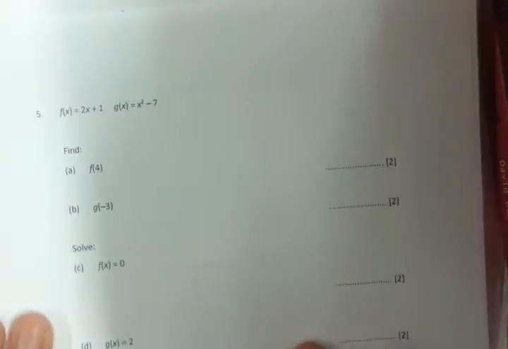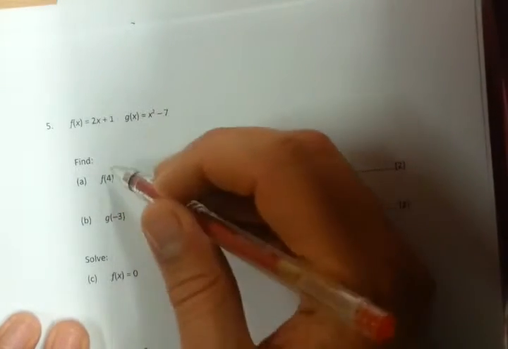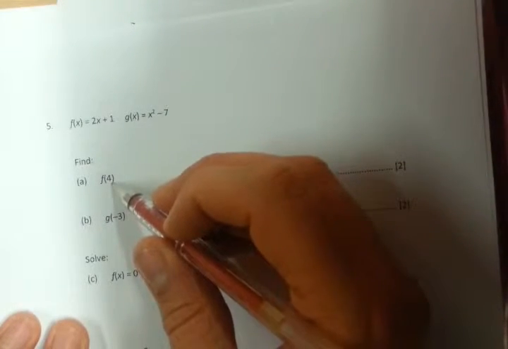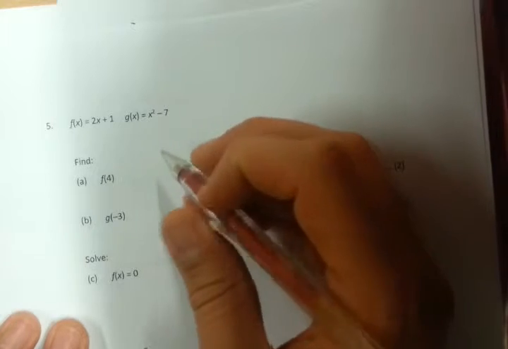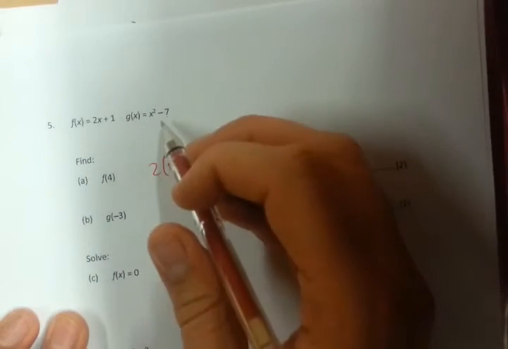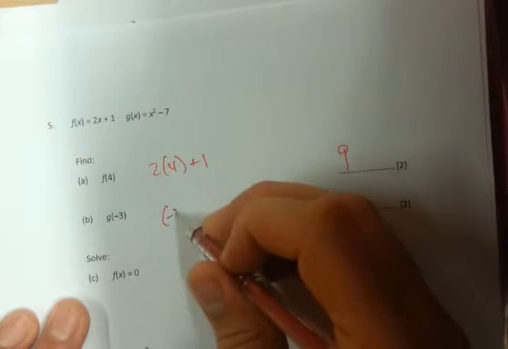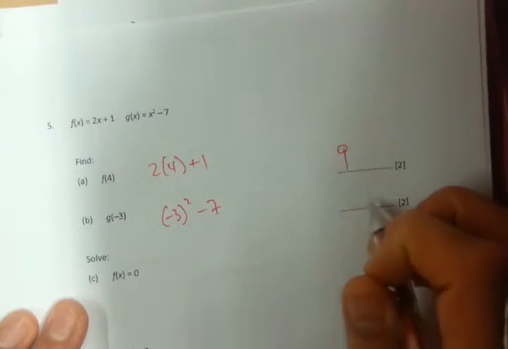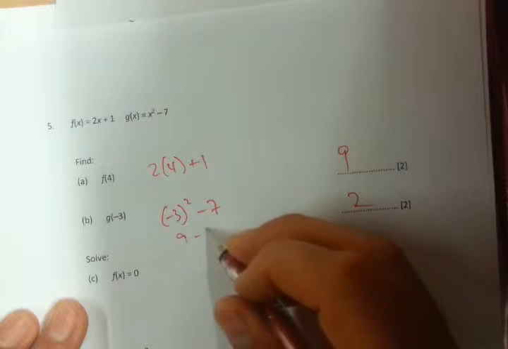Right, functions. F of 4. Whenever you have f of something, you replace the x with that something. So instead of 2x plus 1, it's going to be 2 lots of 4 plus 1, and that's 9. G of minus 3, replace the x with minus 3, so it's minus 3 squared minus 7, which is 9 minus 7, which is 2.